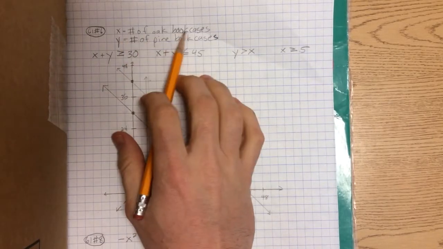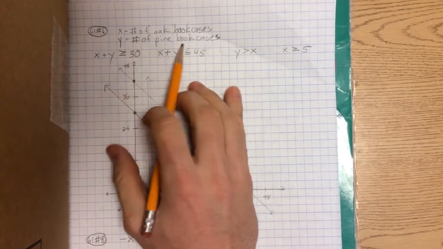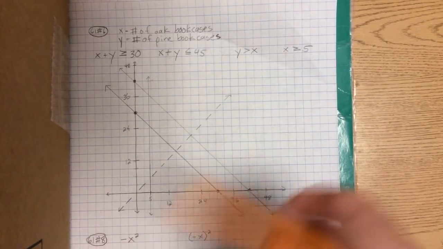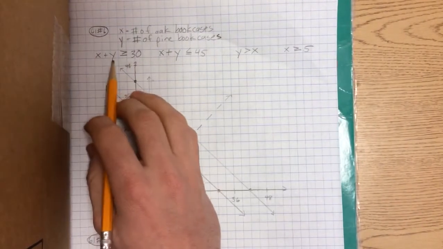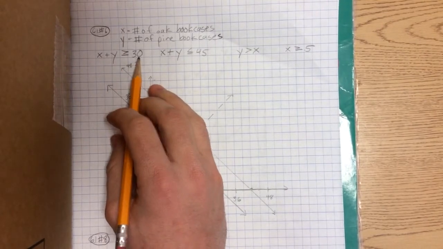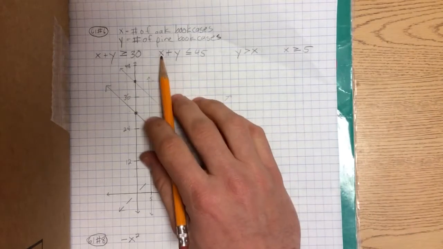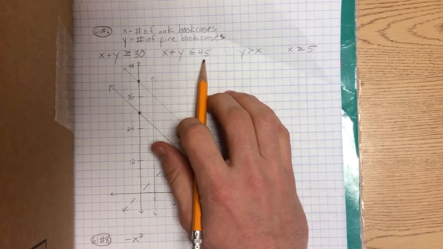If X is the number of oak bookcases made and Y is the number of pine bookcases made, well, first of all, it says that they always make at least 30 bookcases. So that means X plus Y has to be greater than or equal to 30. But they don't ever make more than 45. So that also means that X plus Y has to be less than or equal to 45.